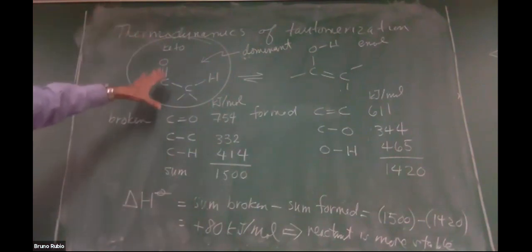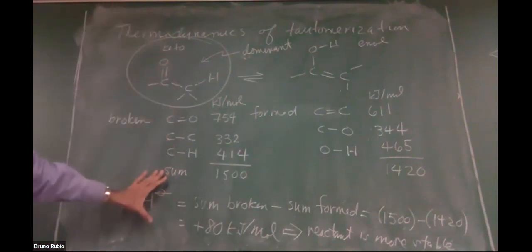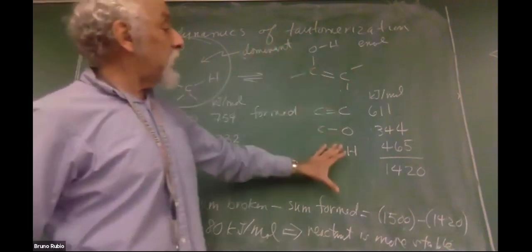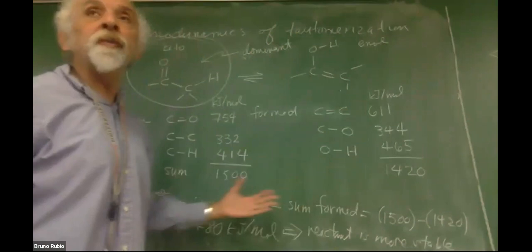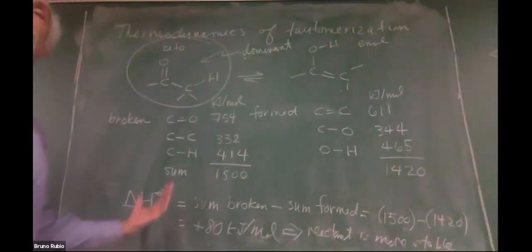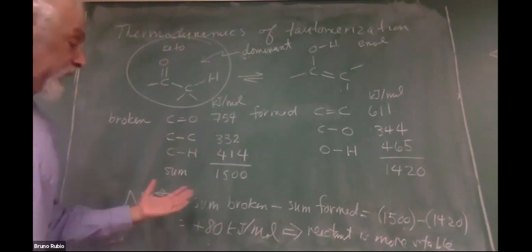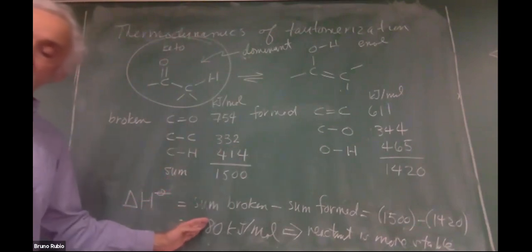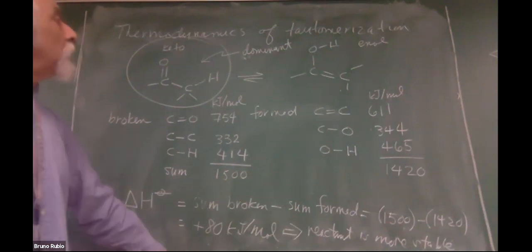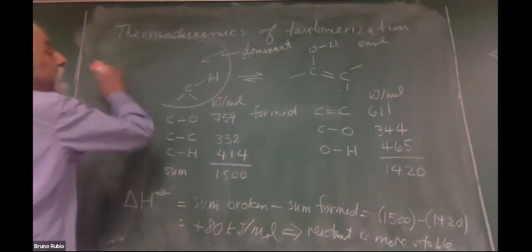Okay, so just to recap, I'm looking for all the bonds that were broken. I have numbers for all of them. I'm looking for all the bonds that were formed. I have numbers for all of them. The delta H, the change in enthalpy, the change in heat, is the sum of the bonds that were broken minus the bonds that were formed. Okay, so now you try it.